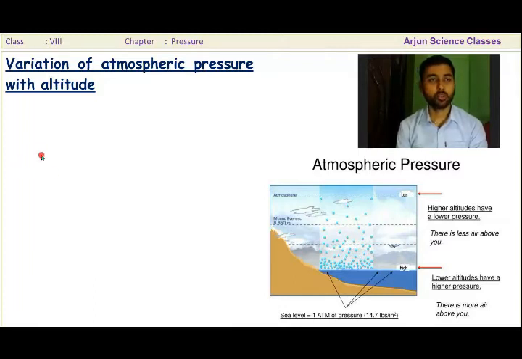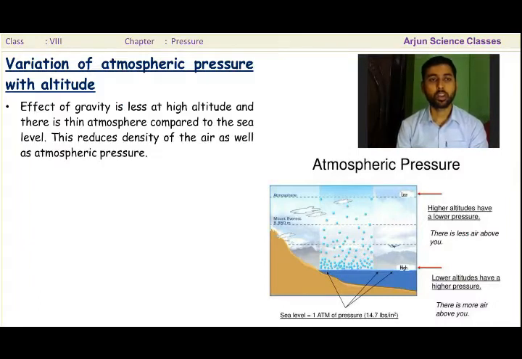In this class, I will be discussing the variation of atmospheric pressure with altitude. As the altitude increases, atmospheric pressure decreases. Higher altitudes have a lower atmospheric pressure, and lower altitudes have a higher atmospheric pressure. The effect of gravity is less at high altitude.